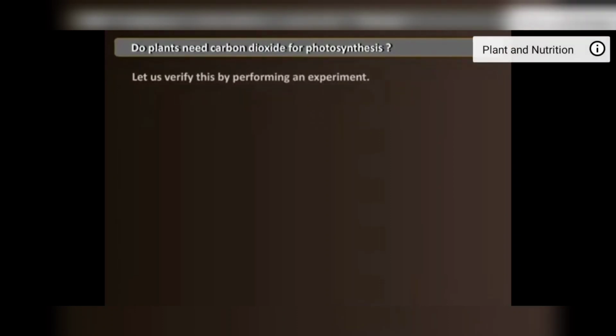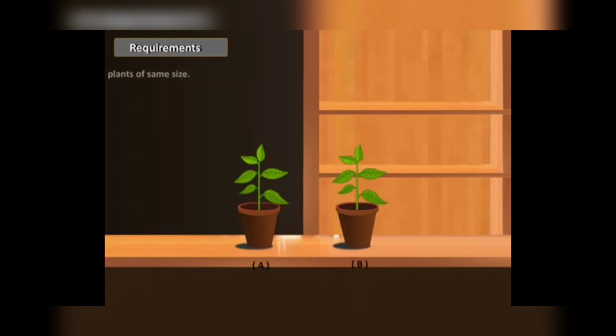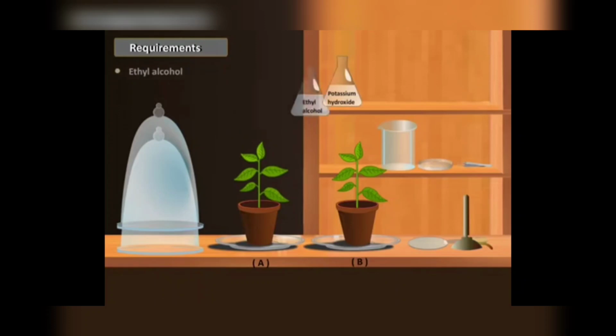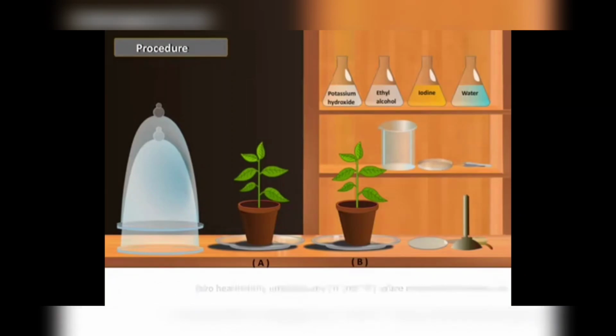Let us verify this by performing an experiment. Requirements: 2 potted plants of same size, glass plate, bell-shaped jar, watch glass, beaker, petri dish, Bunsen burner, forceps, dropper, potassium hydroxide, ethyl alcohol, iodine, water. Procedure: take 2 healthy potted plants which are nearly the same size. Keep them in a dark room for 3 days.